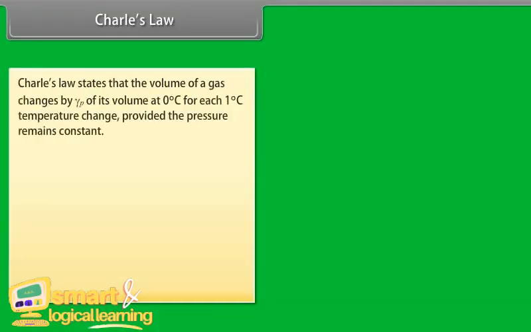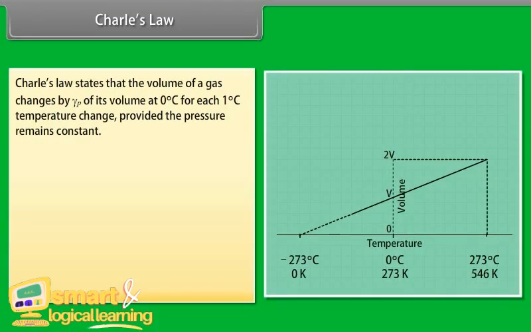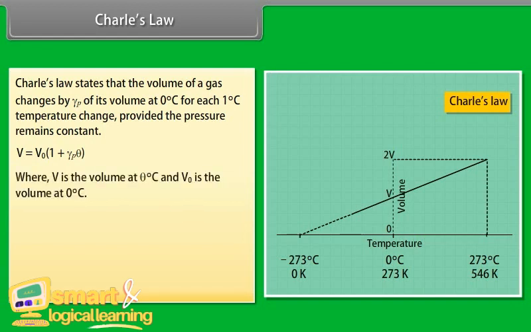Charles' law. Charles' law states that the volume of a gas changes by gamma P of its volume at 0 degrees centigrade for each 1 degree centigrade temperature change, provided the pressure remains constant. V is equal to V naught multiplied by 1 plus gamma P theta, where V is the volume at theta degrees Celsius and V naught is the volume at 0 degrees centigrade. The above relation can be written as V is equal to V naught multiplied by 1 plus theta upon 273.